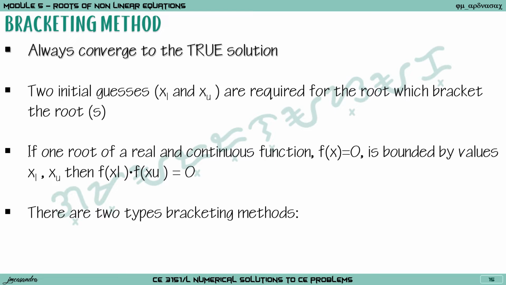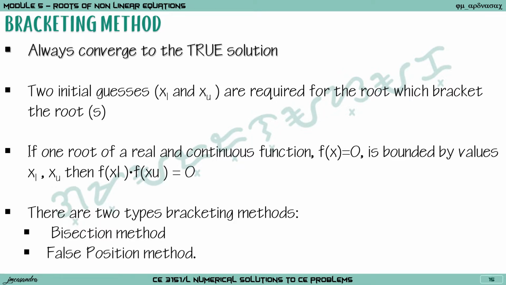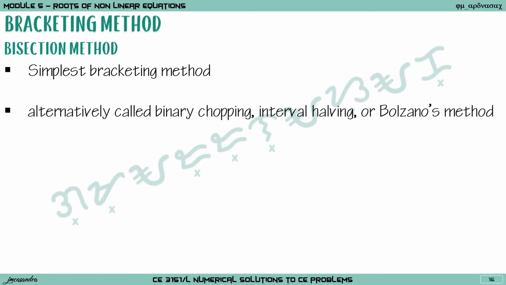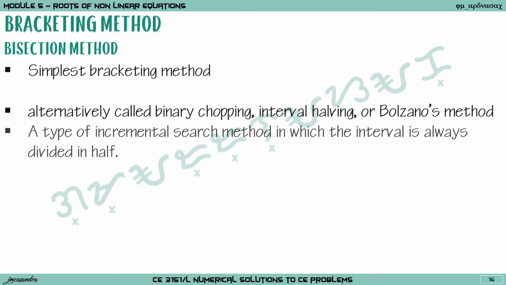And for the bracketing method, there are two types under it. The first one is what we call the bisection method, and the second is the false position method. So we start off first with the bisection method, which is the simplest bracketing method that we use to determine the roots of nonlinear equations. This is also called binary chopping, interval halving, or Bolzano's method.